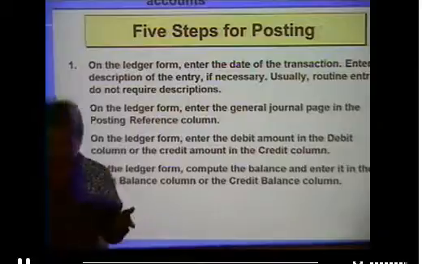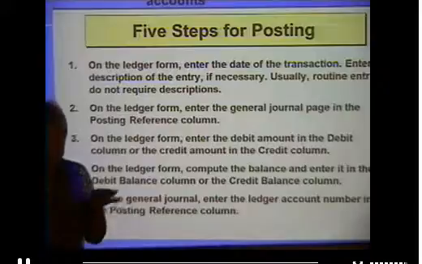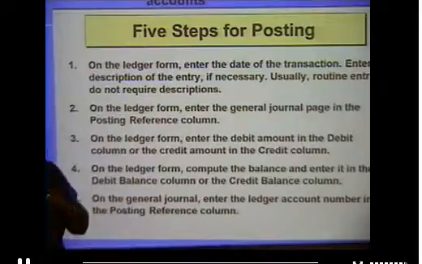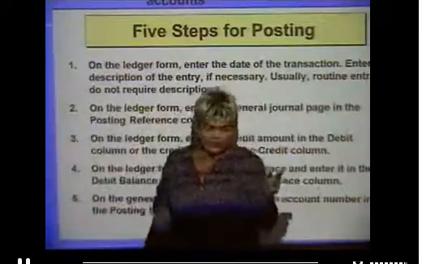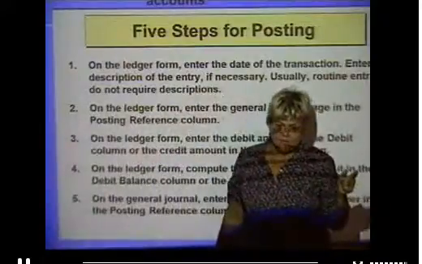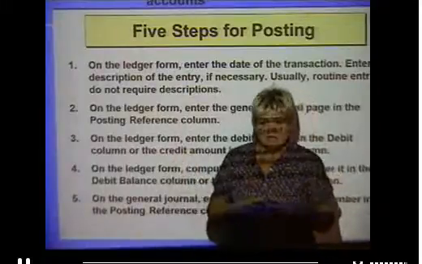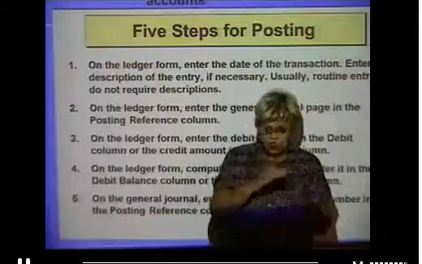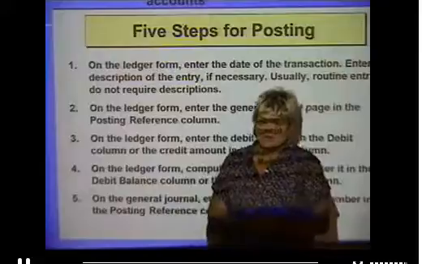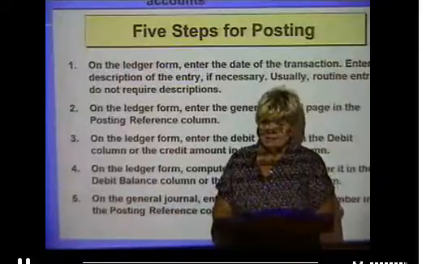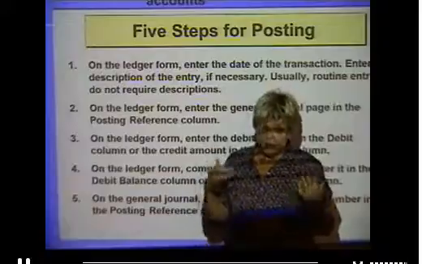Then and only then do you go back to your journal page and write the number of the account in the posting reference column on the journal page. Only after you have done your posting. When you write the number back on your journal page, that shows you debited something, and that's your signature saying, I went and did it. If you didn't do it, you don't put a posting reference. Only actually follow these 5 steps.